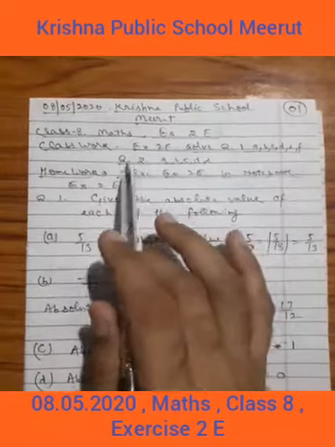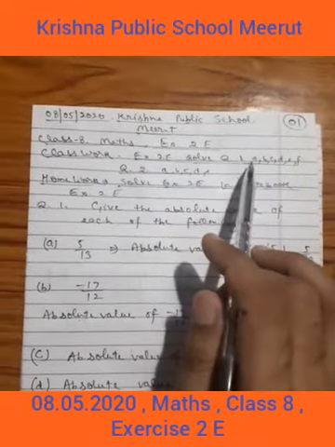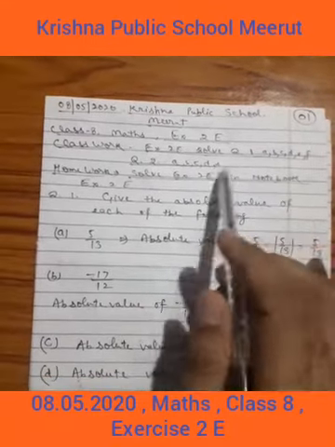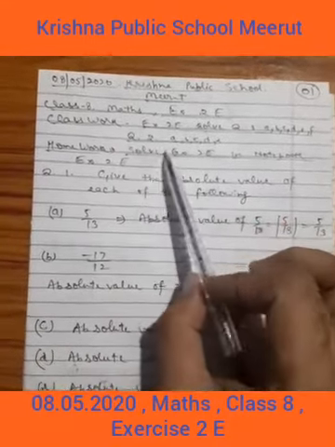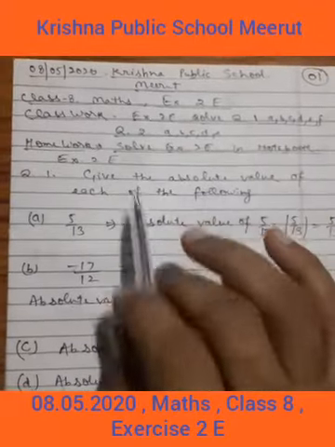Today we will discuss exercise 2E. Some questions. Question number 1 has 6 parts: A, B, C, D, E, F, and question number 2 has A, B, C, D, E. And homework, solve exercise 2 in notebook.